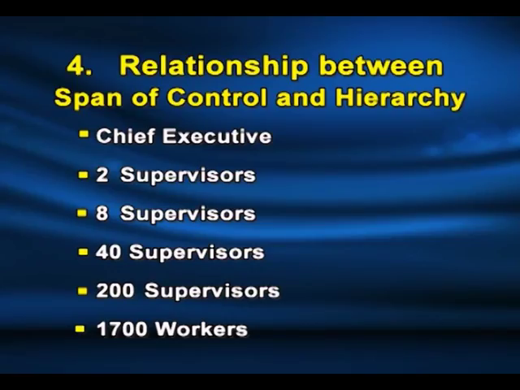On the other hand, in the same organization, if the span of control is 5, the organization should have 6 levels: chief executive, 5 supervisors, 25 supervisors, 125 supervisors, 625 supervisors and 1000 workers.